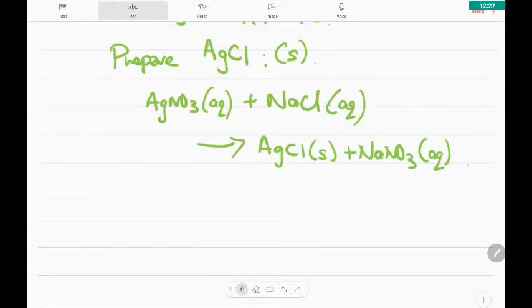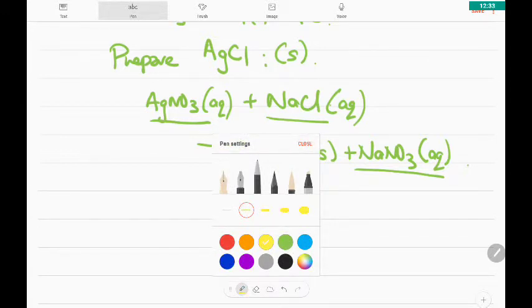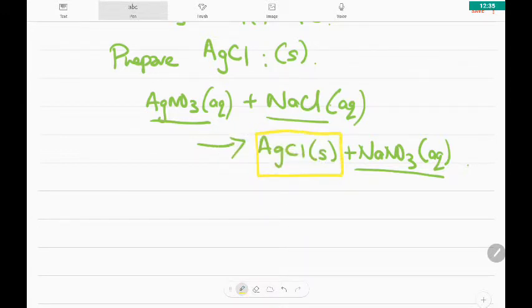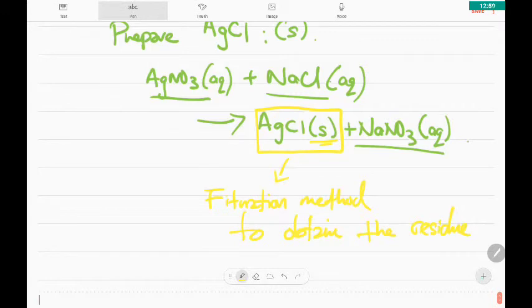Could you see that this is aqueous, this is aqueous, this is aqueous, but this, which is what I want, is a solid. So very easily I can separate them. I could separate this out using a filtration method to obtain the residue, and the residue here would be my silver chloride powder.